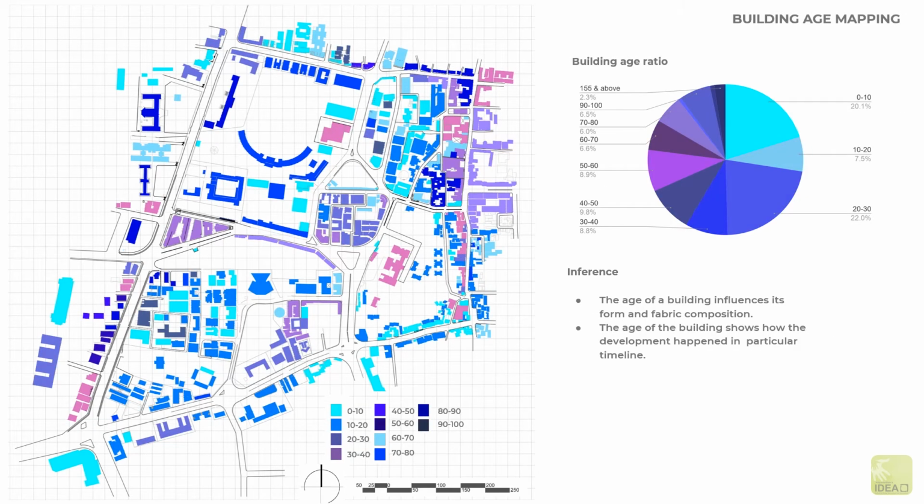The building age mapping allows us to assess the age of the building and identify whether, within each precinct, a building can be identified as heritage or not. It also helps in understanding the evolution of the sites, and how activities that happen on the site have influenced the growth of the site.